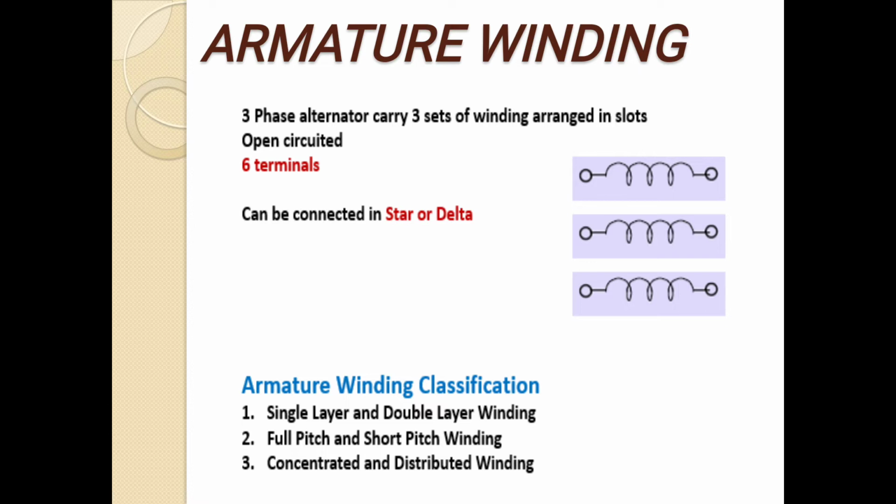This is the conductor. Turn: a conductor in one slot when connected to a conductor in another slot forms a turn. Coil: a number of turns grouped together form a coil. A coil is also called a multi-turn coil. A coil may consist of a single turn, called a single-turn coil. Coil side: a coil consists of many turns, and the part of the coil in each slot is called a coil side.